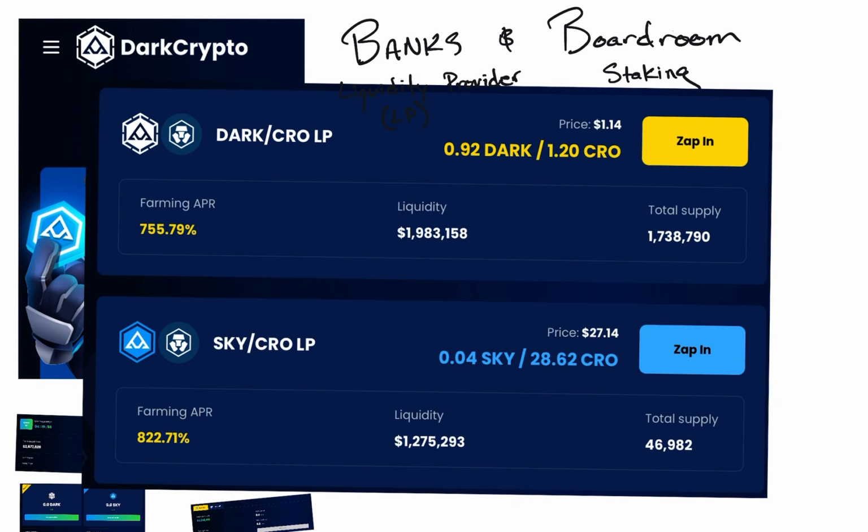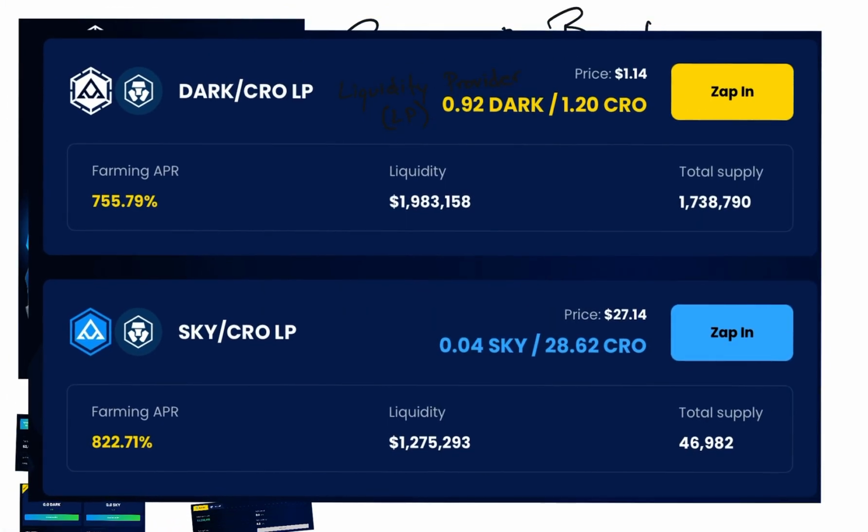You have Dark and Crow LP, which consists of Dark and Crow tokens. 0.92 Dark to 1.2 Crow would equal 1 Dark Crow LP token. We also have Sky Crow LP tokens. 0.04 Sky to 28.62 Crow would equal 1 Sky Crow LP token. And also, just by the way, this photo here is from the homepage of Dark Crypto.